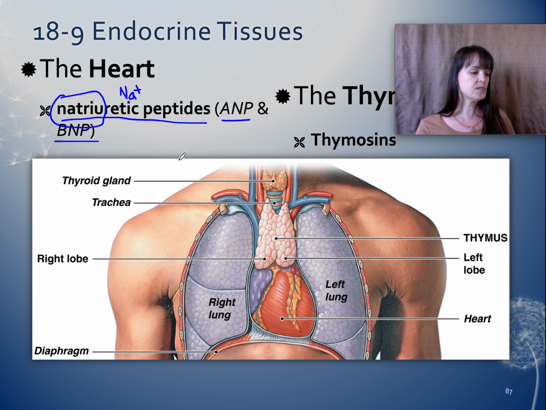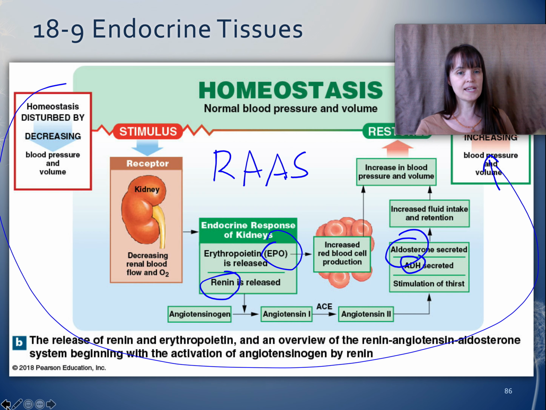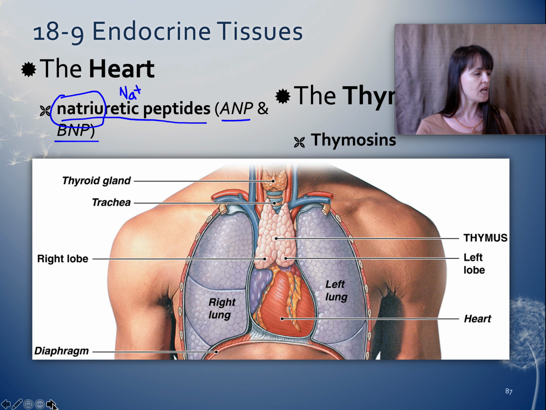And how they oppose the renin-angiotensin-aldosterone system, they promote the loss of water and salt at the kidneys, so they make you pee out more water and more salt. They inhibit renin, ADH, and aldosterone, so they inhibit most of the working parts of the RAAS. They suppress thirst, and they prevent high blood pressure. So together, they work to decrease blood volume, decrease blood pressure, and decrease the stretch of the heart.